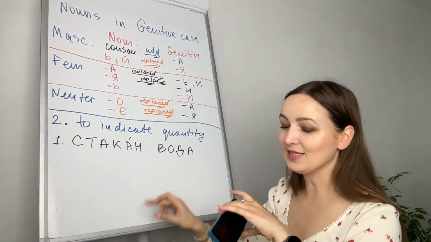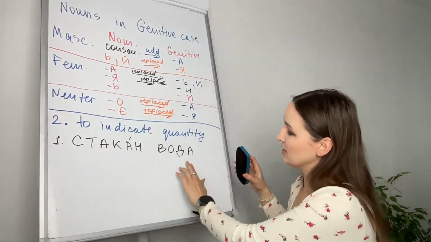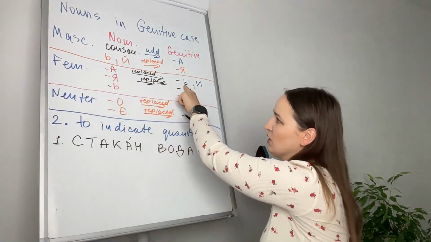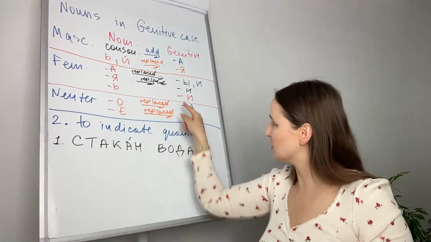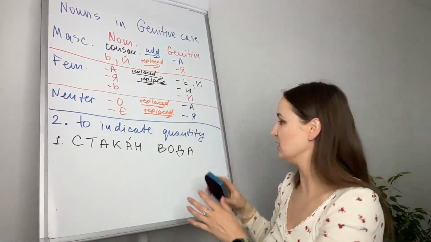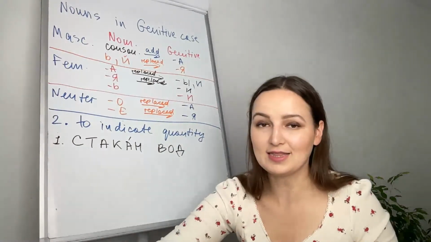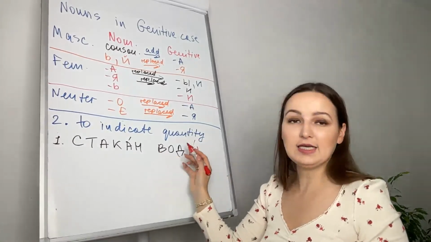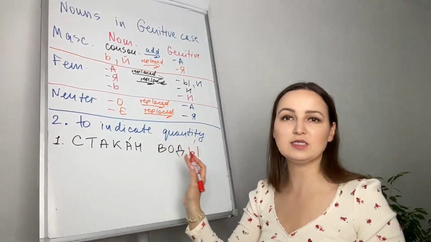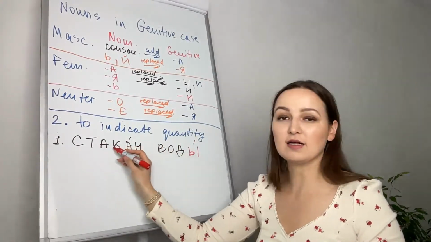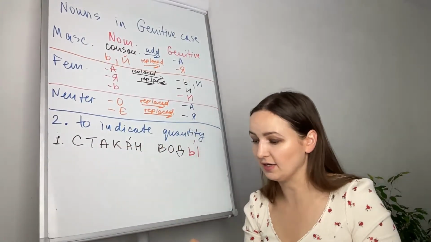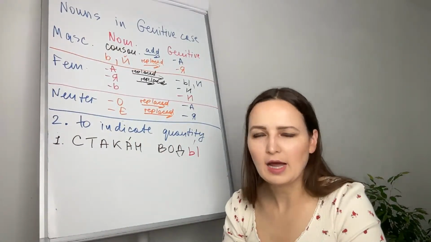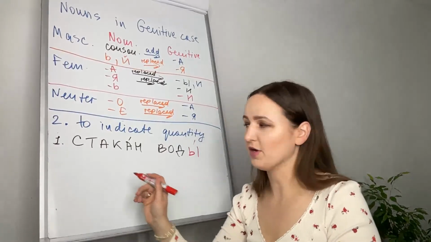So, стакан, вода. Вода is feminine because it ends in а. Feminine а will be replaced with ы. Да? The г, к, ж letters aside, ы is okay here. Стакан воды. We showed the quantity. Воды is in genitive case because it is about quantity. Стакан воды, a glass of water.